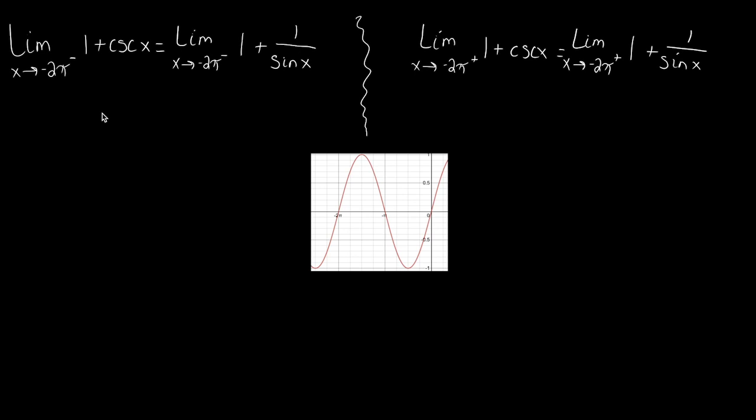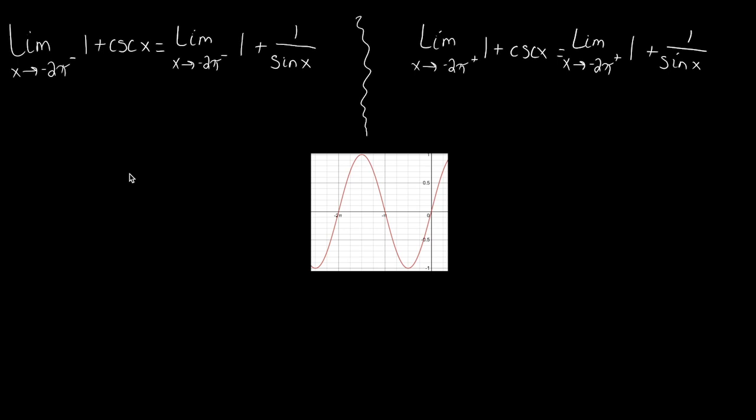In this video, we're going to use one-sided limits to determine the limit of a function at a given value. Here, the function that we're analyzing is 1 plus cosecant of x, and we're going to analyze the limit of that function as x approaches -2 pi from both the left and from the right.